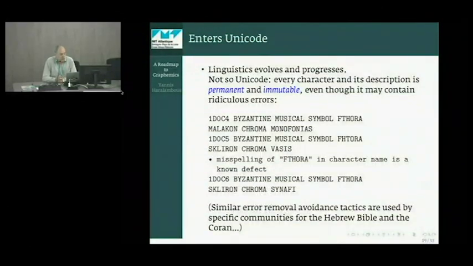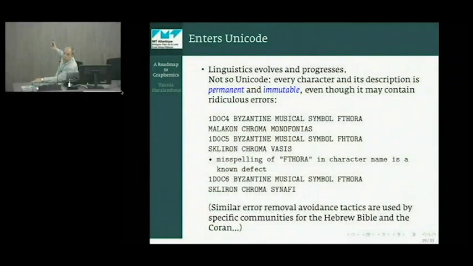Unicode has a feature which I like to criticize. It's that everything is permanent. So all the normative properties of characters are permanent and immutable. And this is an example showing this quite well.